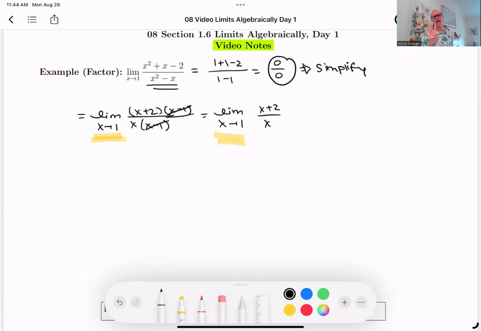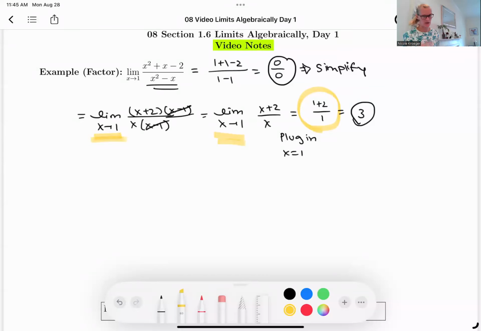Okay, now that we've canceled something out, we can try plugging our number back in and see if we no longer get 0 in a denominator. So if I plug in 1, so I'm going to plug in x equals 1 and see what happens. I'm going to get 1 plus 2 over 1, so I get 3. And that's my final answer. Notice that after I plugged 1 in, I no longer wrote the limit there, okay? So I write the limit in until I plug the number in and get a number out, okay?